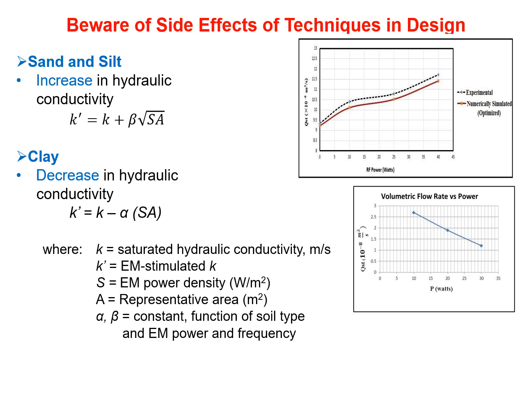And in this equation, K is the saturated hydraulic conductivity, and K prime is the electromagnetically stimulated saturated hydraulic conductivity, where S is the power density, A is representative area, and alpha and beta are constants that are a function of the soil type and the EM frequency.